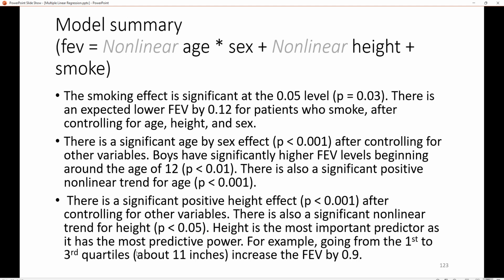Height is the most important predictor as it has the most predictive power. For example, going from the first to the third quartiles, about 11 inches, increases the FEV by 0.9. And that's about a quarter of what the ranges are in this data set. So in this, we have a model summary, and these are the interpretations of the results. And this is a pretty common way to discuss the regression results, including a summary, including the p-values, and discussing each of the variables in regards to those significant results.